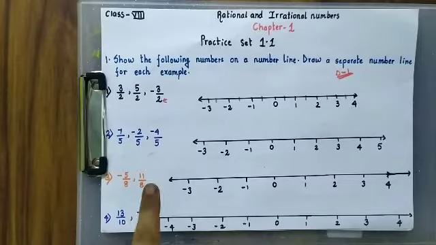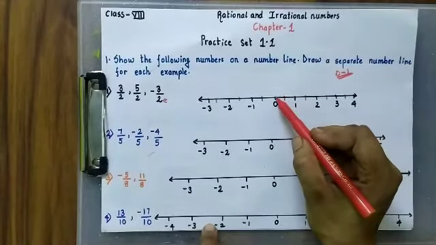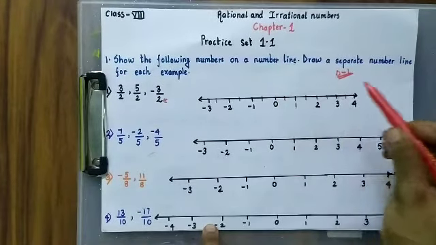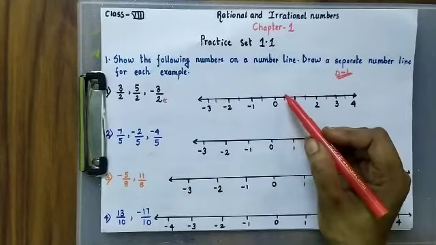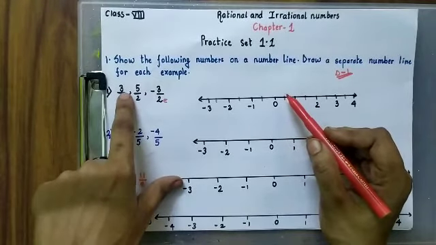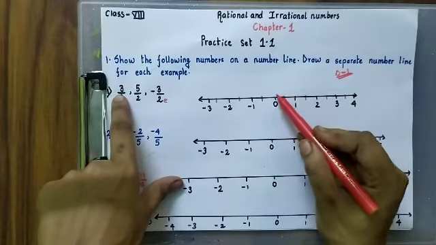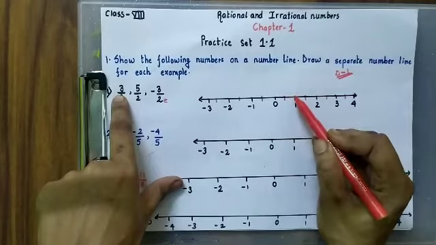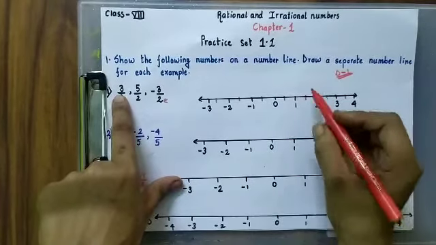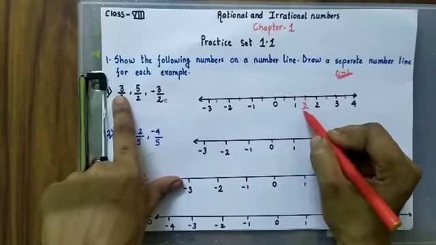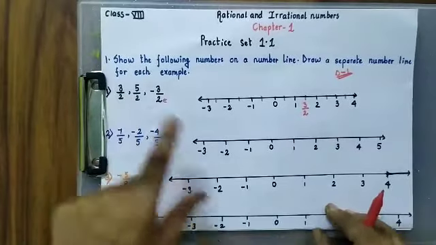As the number is positive, we start from 0 and move towards right. Now where exactly to move? So let's see the numerator. As the numerator is 3, we'll take 3 steps towards right. 1, 2 and 3. So our number 3 by 2 will lie here.